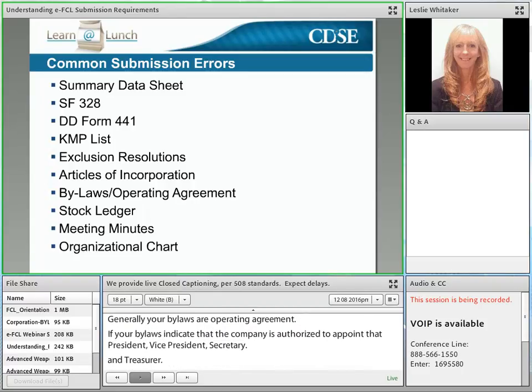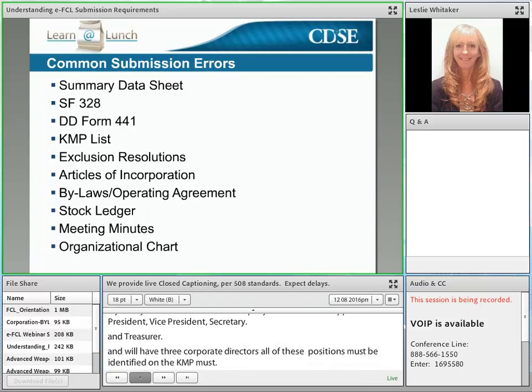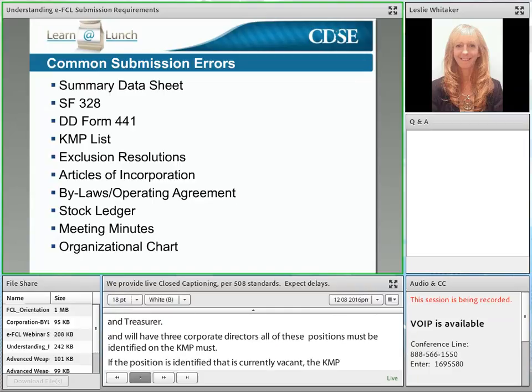If the position is identified but is currently vacant, the KMP list must list this position and reflect the current vacancy. Also, in many cases, KMP holds multiple positions. For example, if the same person holds the title of President, Chairman of the Board, and Secretary, all 3 titles should be included for this individual on the KMP list.